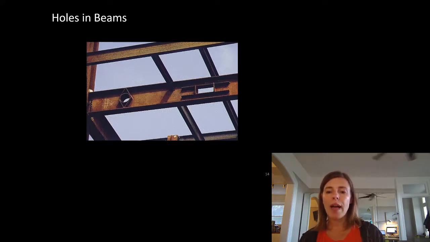It's a bit more work. It wouldn't be in the base building engineer's assumption of something that would be happening. And sometimes it might be dependent on the fabricator.